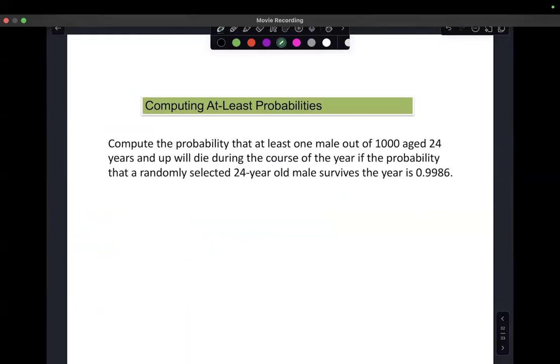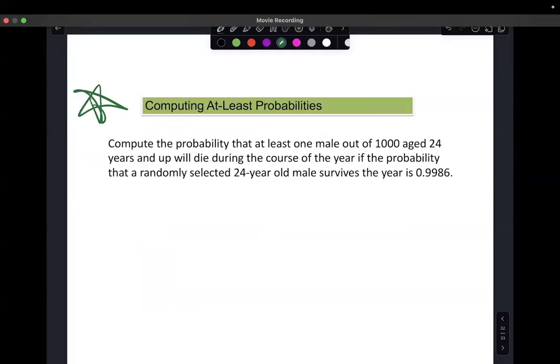Compute the probability. Okay, so we're going to do an at least probability. This is something you're definitely going to want to write down. This is something super important. This is something that people really, really struggle with, so I might even do a whole new example afterwards. Every time you see the words at least, you're going to use the complement rule.